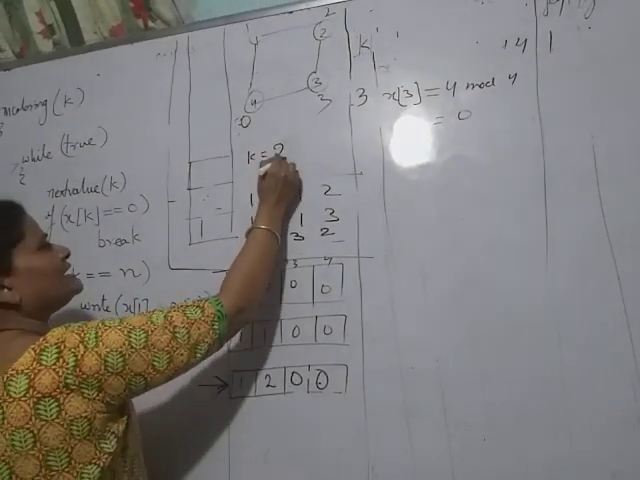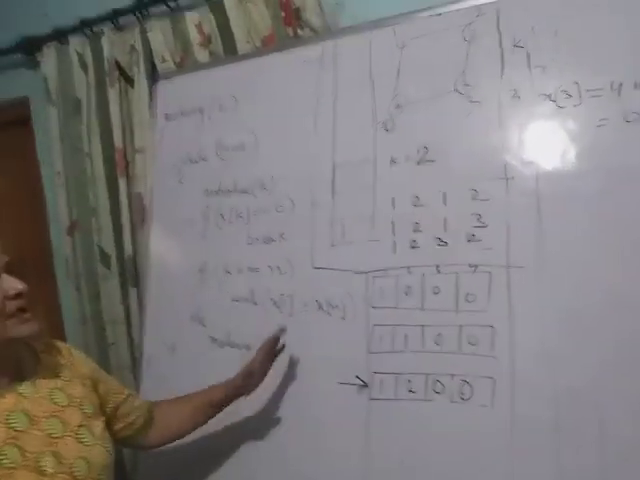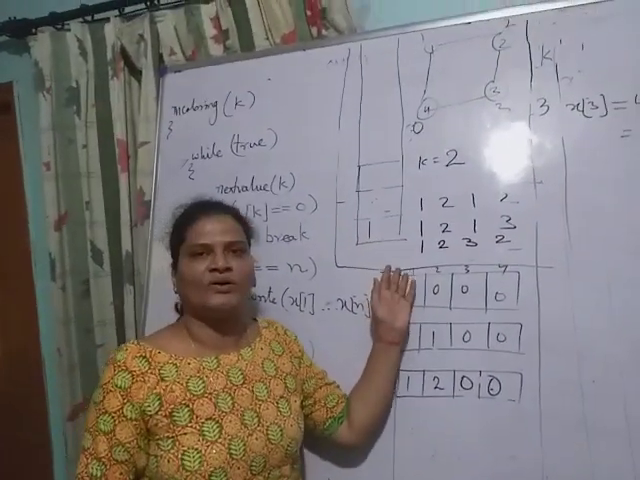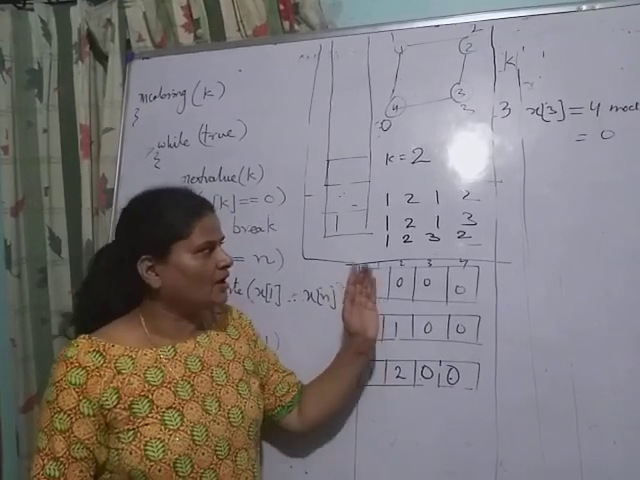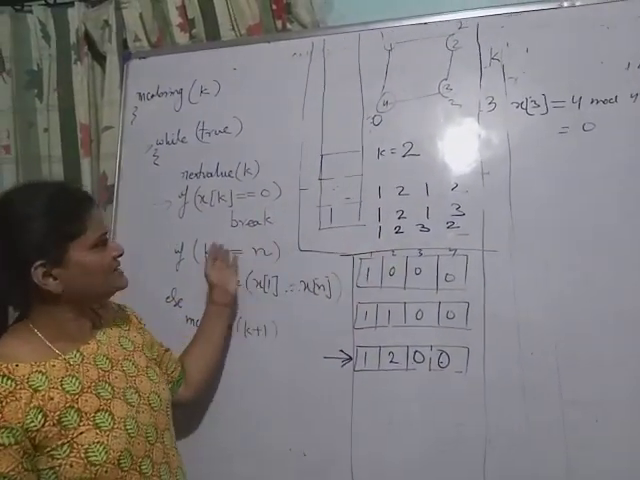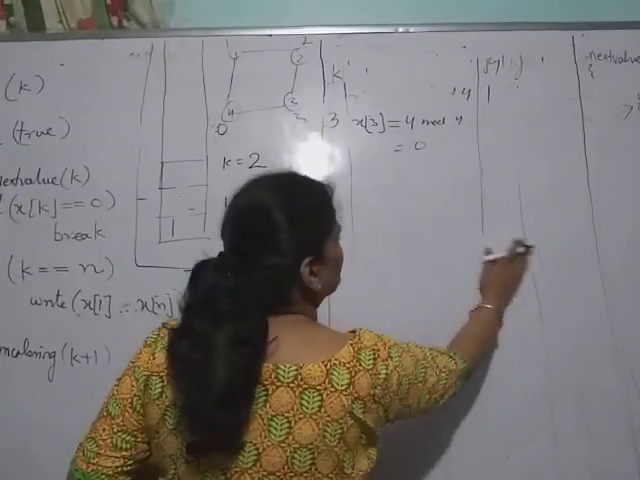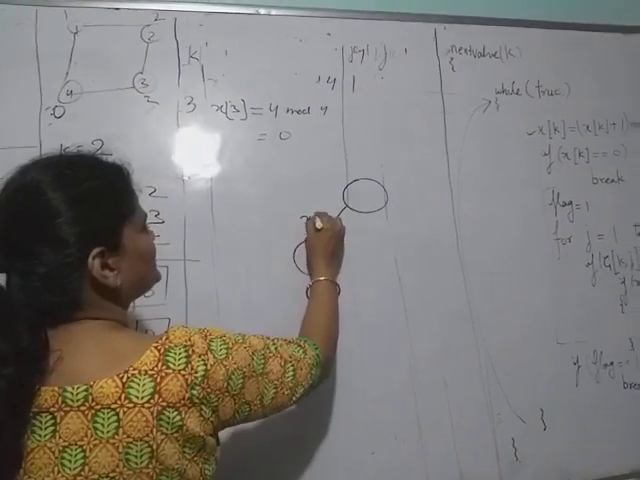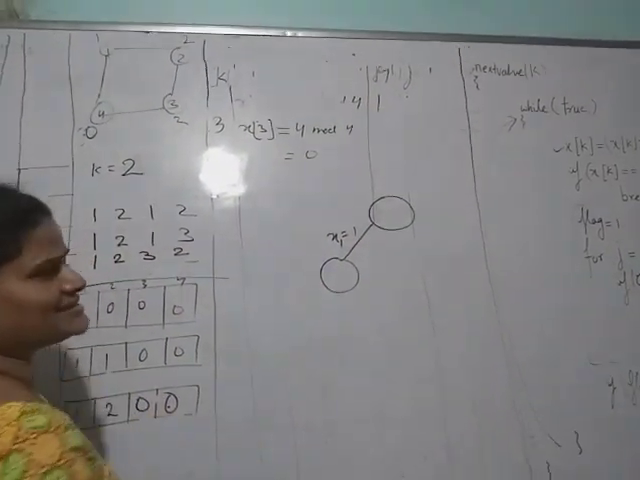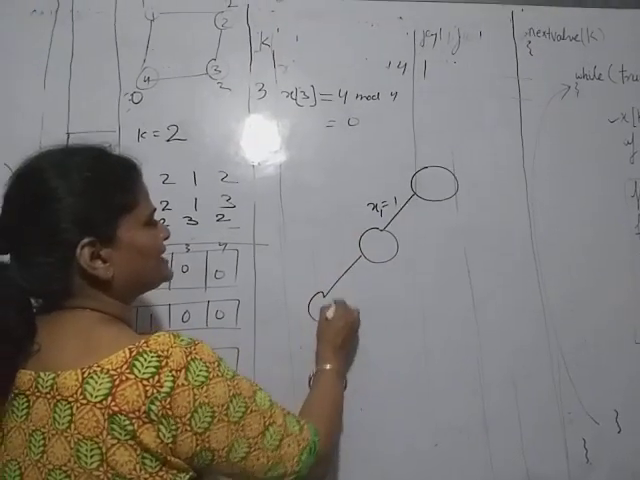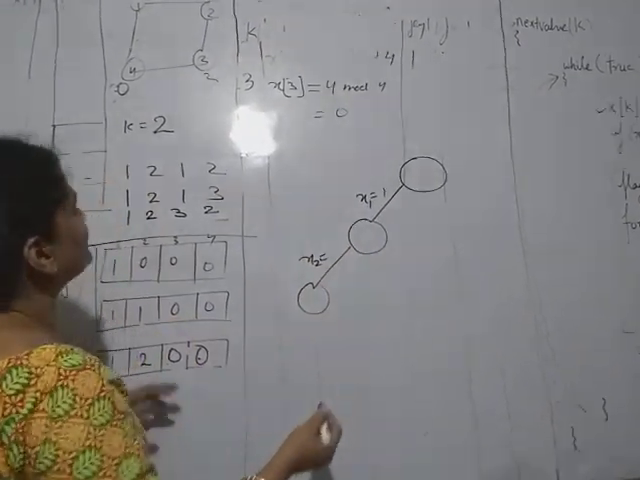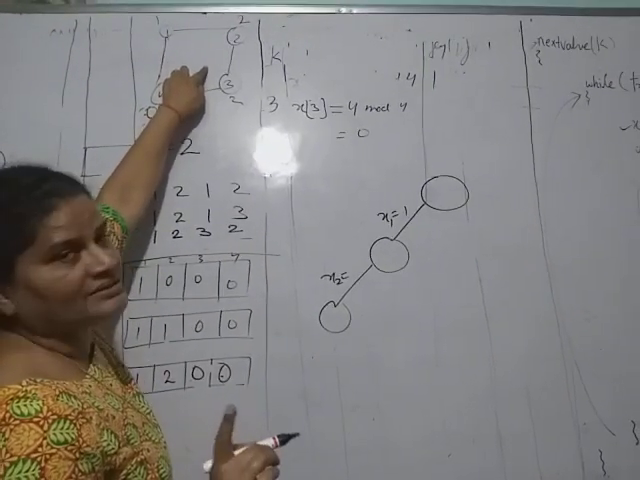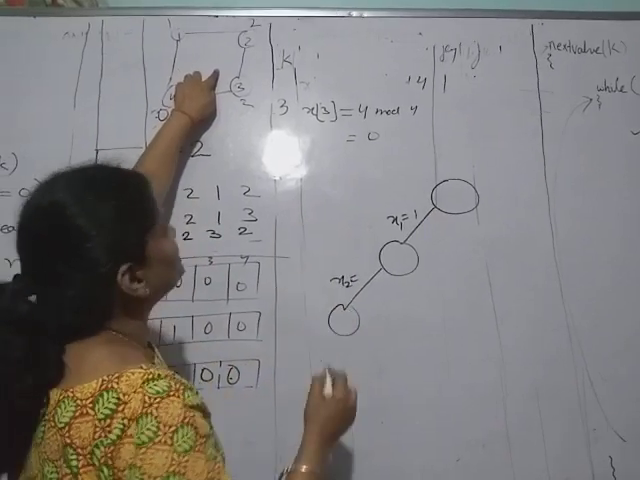In this way it will continue and finally generate all possible solution vectors for this problem. You can trace it; it will explore the whole state space tree. The first one is x1 equal to 1, when the first vertex is colored with 1. Then the second vertex cannot be colored with 1 because it is adjacent to 1.